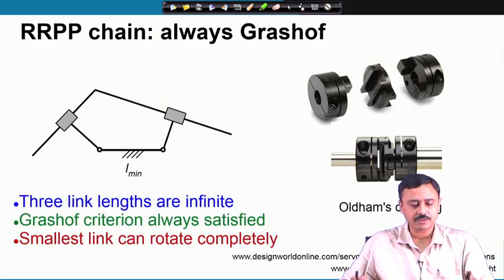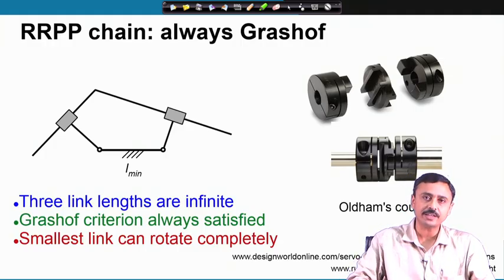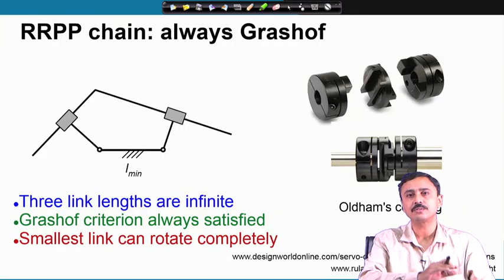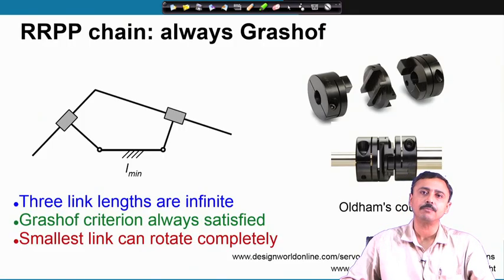Grashof criterion is always satisfied, and the smallest link can rotate completely, but now because the smallest link has been fixed in this inversion, in this mechanism the links which are hinged to the shortest link can now relatively rotate completely.